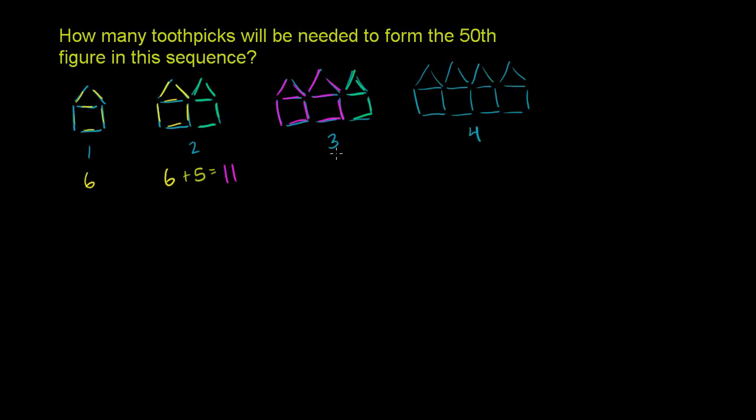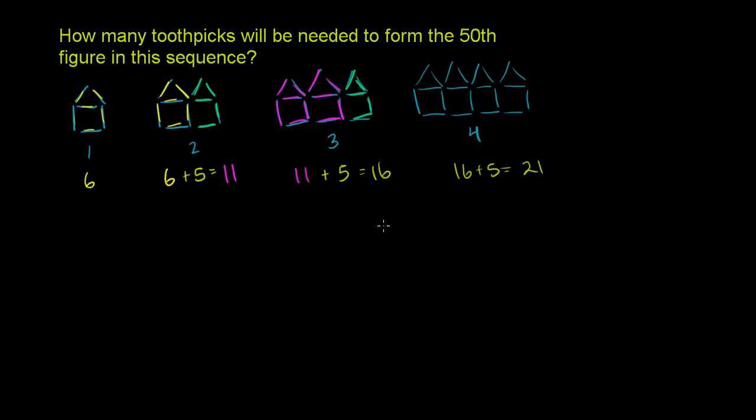So for the third term in our sequence, we had 11, and when we had our second term, or I guess our 2 houses, and then we add 5 more. So 11 plus 5 is going to be 16. And then for the fourth term, it's going to be 16 plus 5, which is equal to 21.